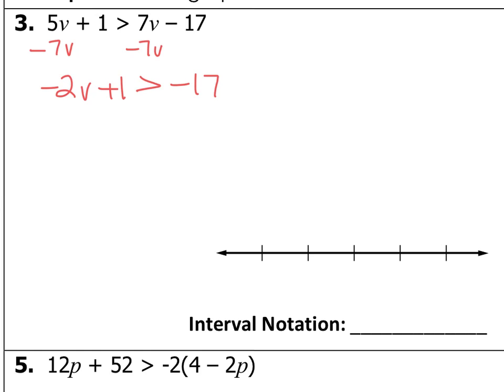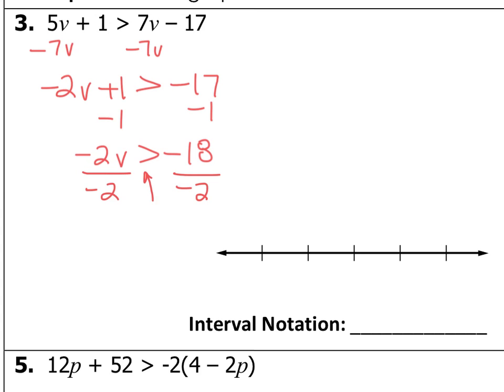So I need to move this +1 away because I want to isolate my variable over here. So I'm going to subtract 1 from both sides. And I end up with -2v is greater than -18. Okay, the last thing that I need to do is to divide by this -2 because currently the v is multiplied by -2. But remember, we had that rule that when we divide by or multiply by a negative number, we have to reverse that inequality.